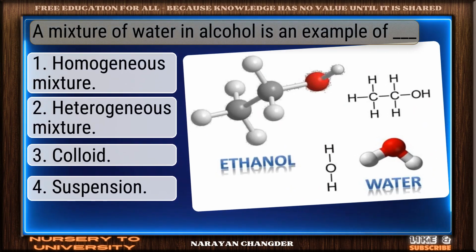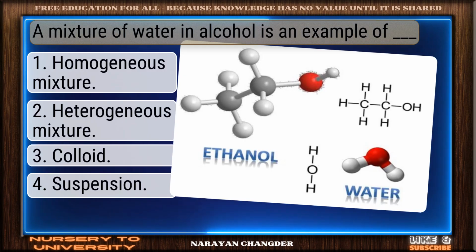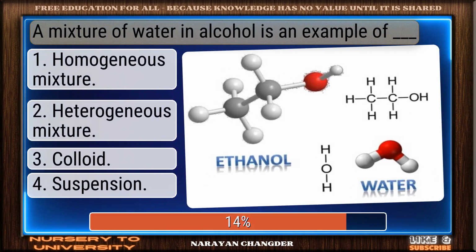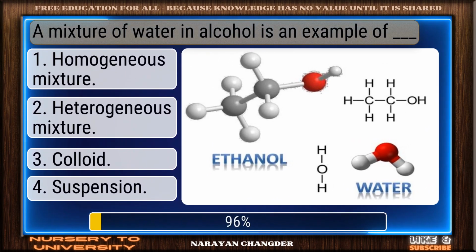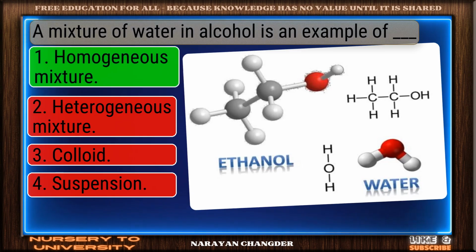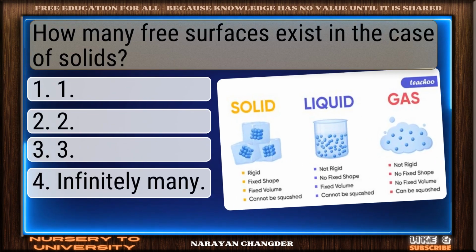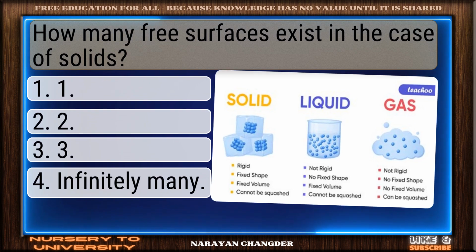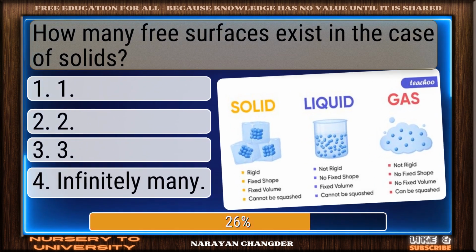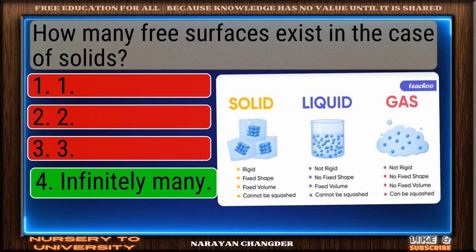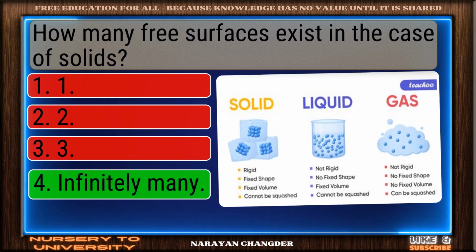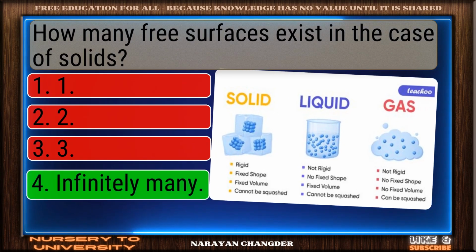Question number 176. A mixture of water in alcohol is an example of dash. Well done. Homogeneous mixture is the right choice. Question number 177. How many free surfaces exist in the case of solids? You're right. Infinitely many is the correct answer.